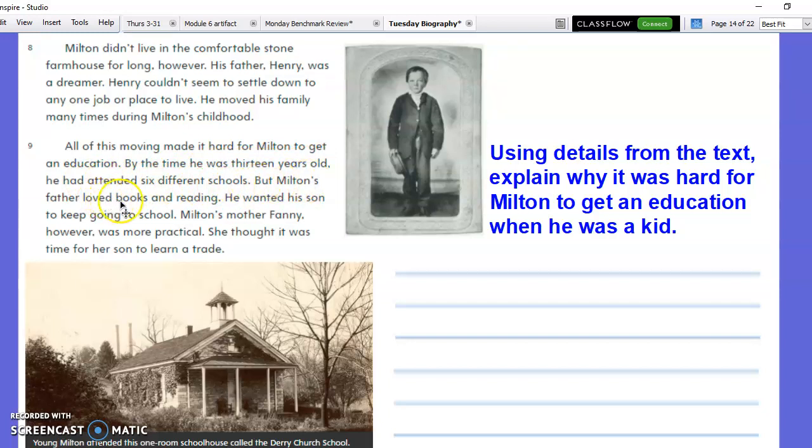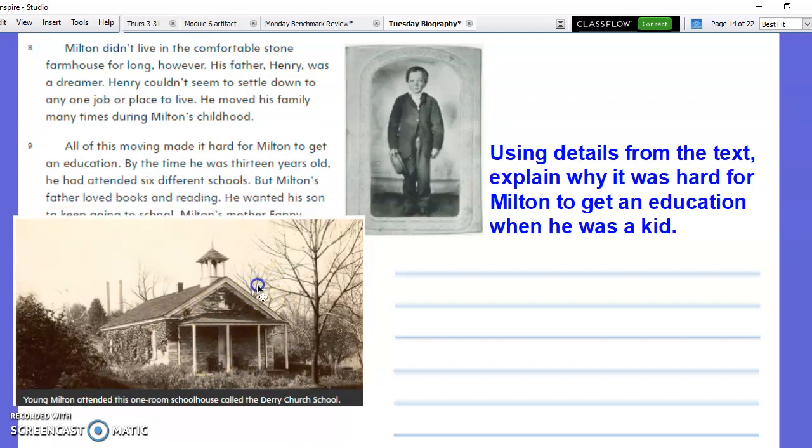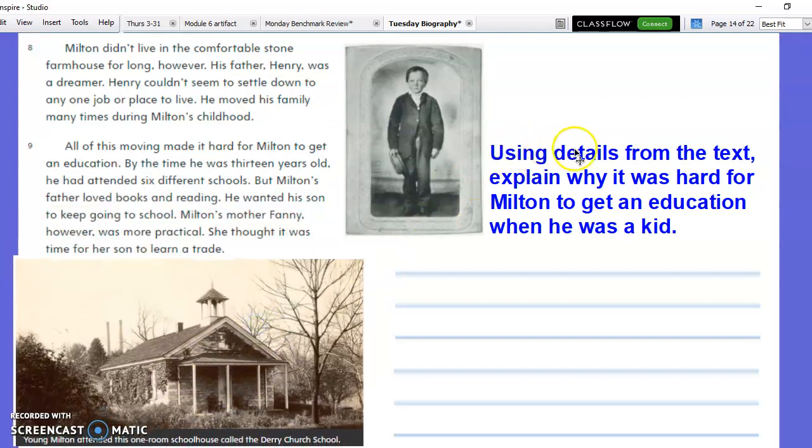But Milton's father loved books and reading. He wanted his son to keep going to school. Milton's mother, Fanny, however, was more practical. She thought it was time for her son to learn a trade. This is young Milton attended this one-room schoolhouse called the Derry Church School. Using details from the text, explain why it was hard for Milton to get an education when he was a kid.